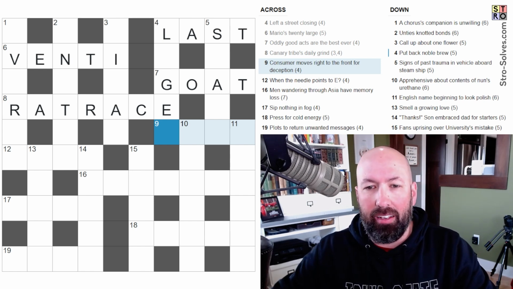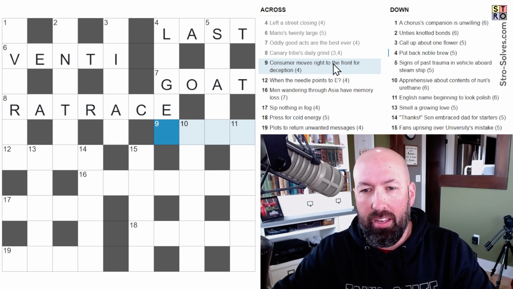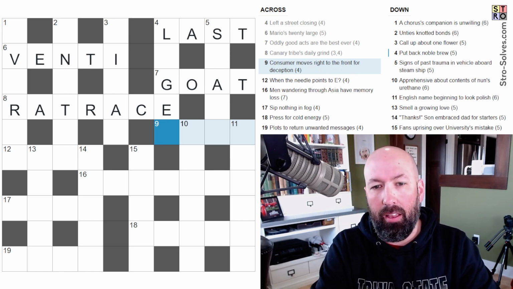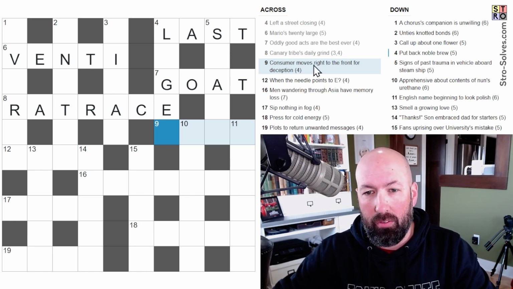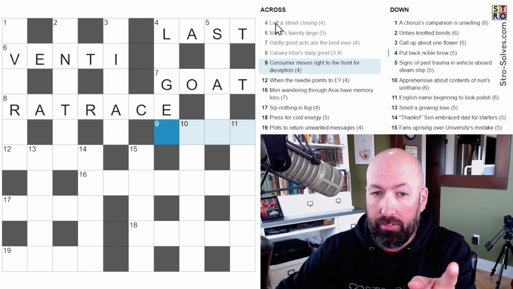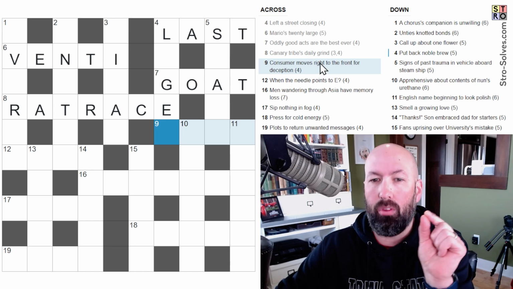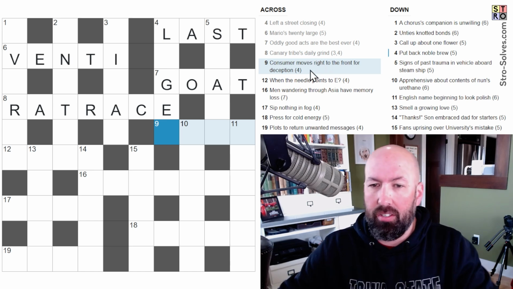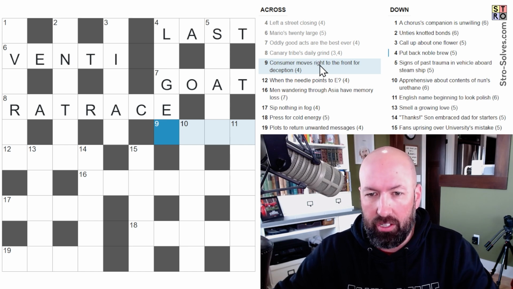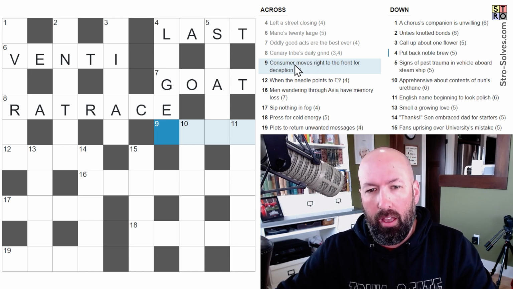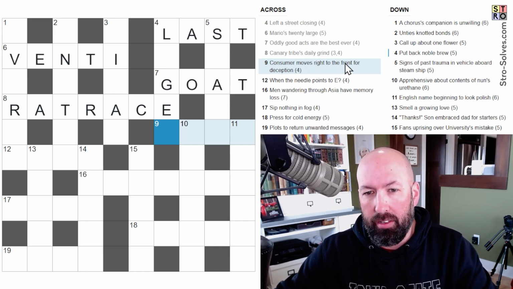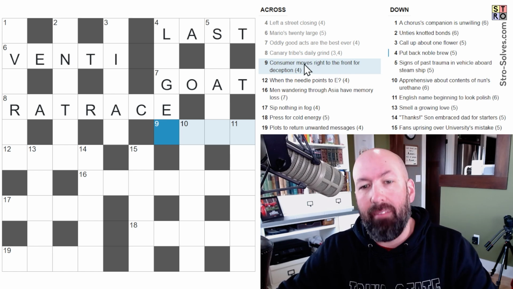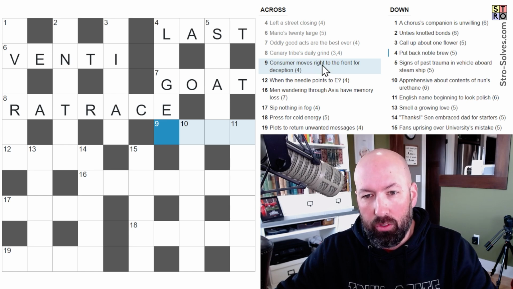All right, number 9. Consumer moves right to the front for deception. Okay. So there's a few things you could do with this one, right? Now, just like the left earlier should make you think L, right should make you think R. It's not always R, but oftentimes that's an abbreviation for right. So moves right to the front. We might move an R to the front. In fact, that's what we're doing. But that's one way you could read this.